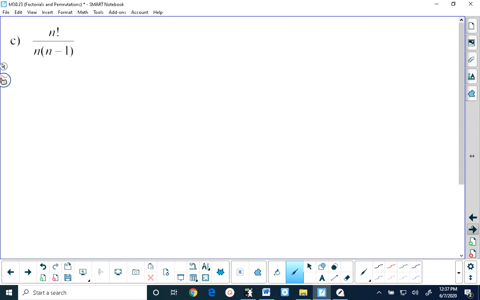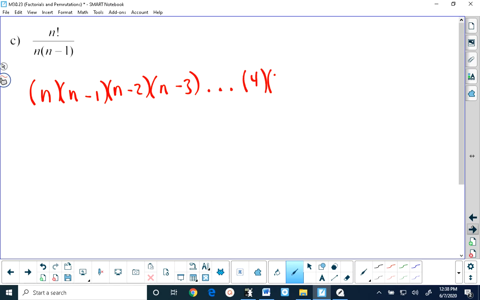C, simplify n factorial over n times n minus 1. Be careful here because that's not a factorial on the bottom. Let's start expanding the numerator as a factorial and see what happens. N factorial is n times n minus 1 times n minus 2 times n minus 3, all the way down the line again until you get down to 4 times 3 times 2 times 1. I don't know that you really need to write that last part of it. You could just put dot, dot, dot, but you need to know it ends at 1.